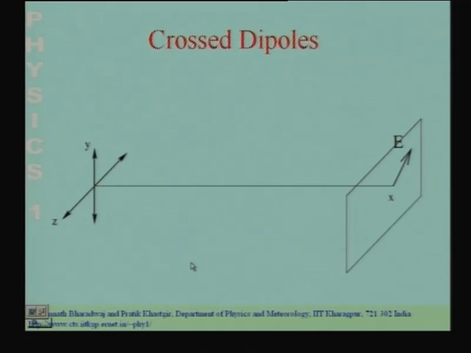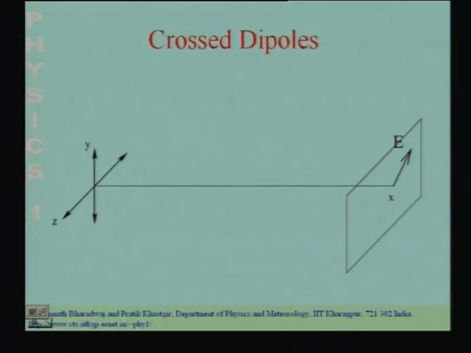We then considered another situation. So, the next situation which we considered, the voltage applied to the two crossed dipoles had a phase difference of pi by 2. So, we considered a situation where the voltage applied to the dipole along the z direction had an extra phase of pi by 2.